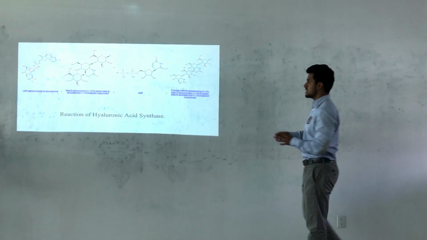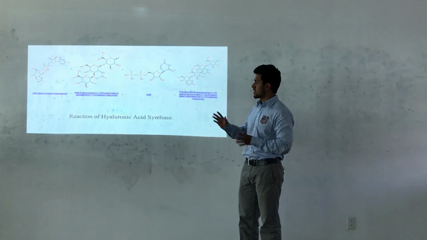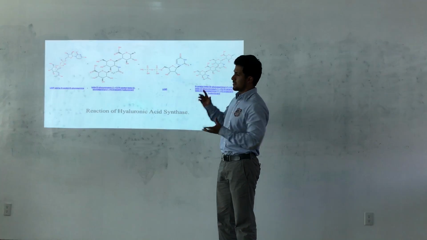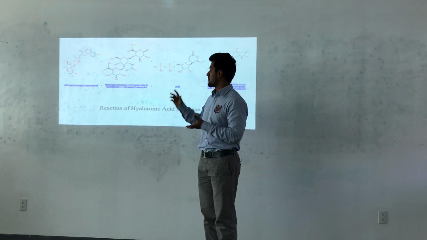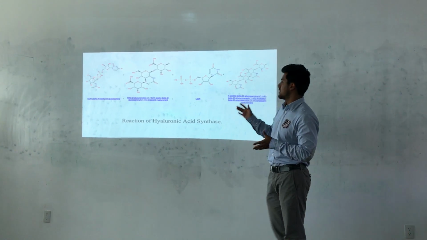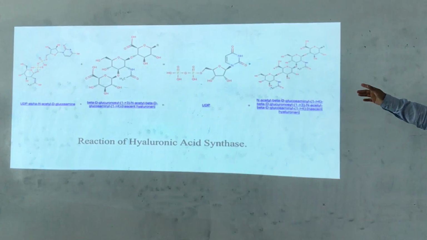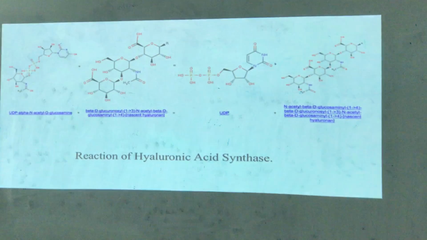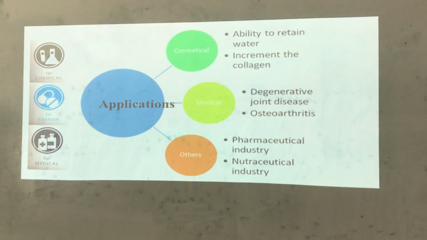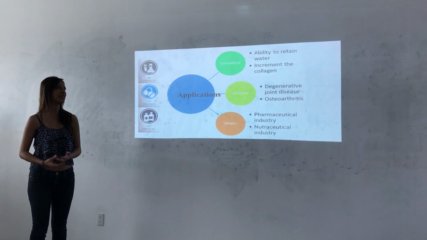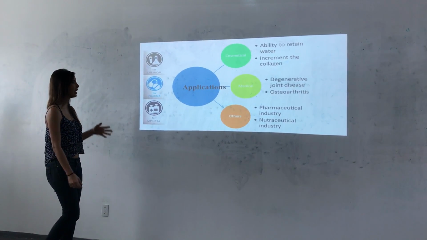Okay, as you can see, this is the principal reaction made by hyaluronic acid synthase. The reaction binds N-acetyl-D-glucosamine and glucuronic acid to produce a chain, which is the polymer. Okay, we are going to explain several strategies to overproduce this hyaluronic acid in Escherichia coli.